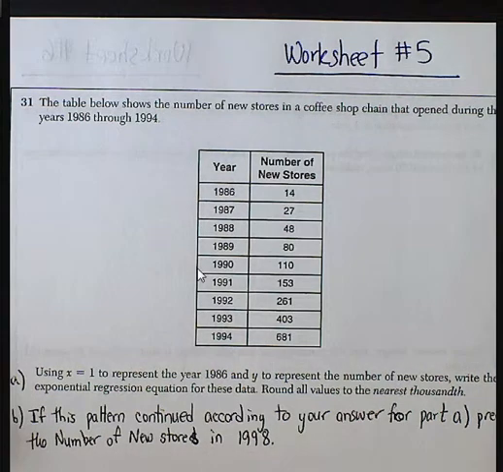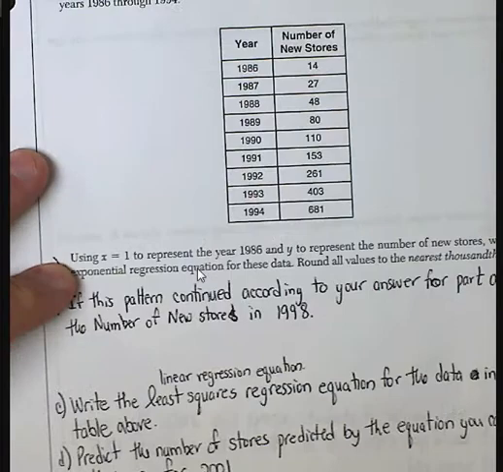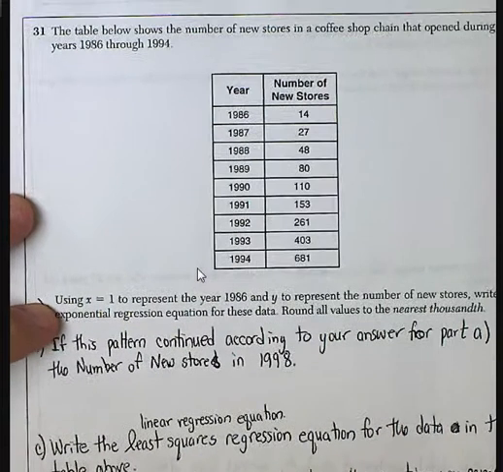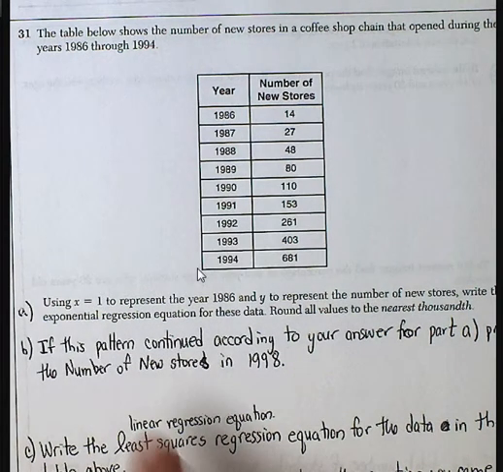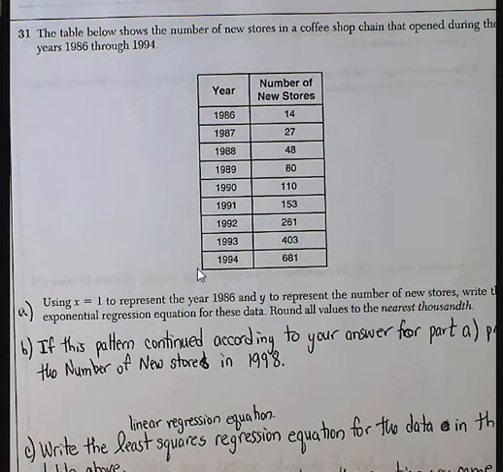Okay, worksheet number 5. Worksheet number 5 is going to deal with your regression equations. Okay, so the first time you're doing this, you see it. The question says using x equals 1, representing the year 1986, and y representing the number of new stores, write the exponential regression equation. As soon as you see a regression equation, whether it's linear, exponential, power, log, you got to try to figure out a way to get the data into the calculator.